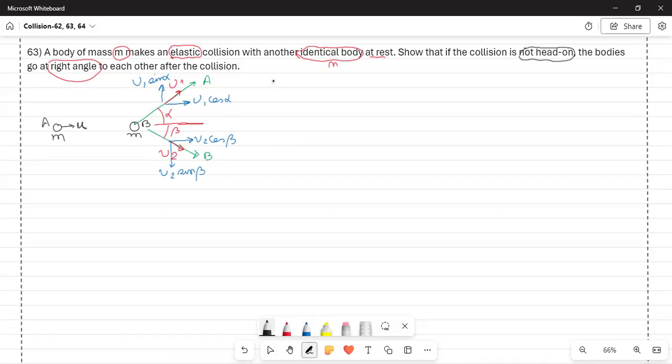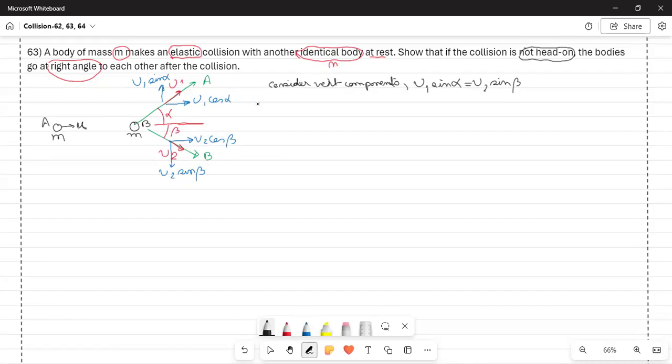If we consider the vertical components, what do we find? V1 sine alpha must be equal to V2 sine beta, because they have to be equal and opposite, because before collision there was no vertical component of the momentum.